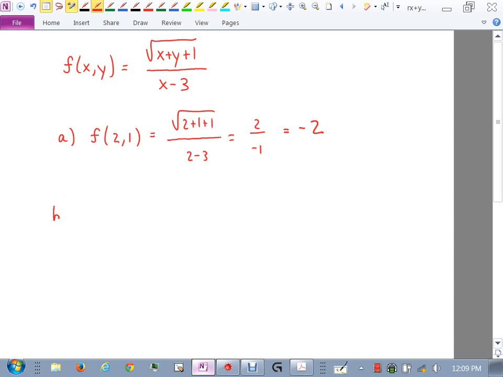Next one. What is f of 0, 0? On the top, square root of 1, bottom, negative 3. So you get negative 1/3. So it spits out this negative fraction.